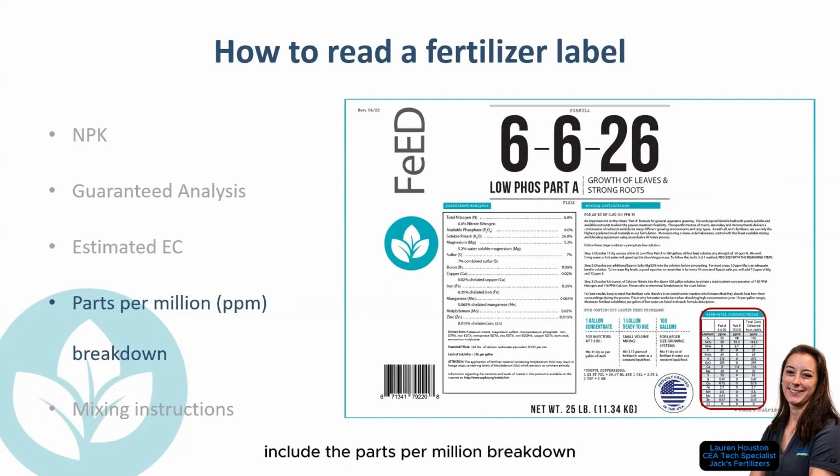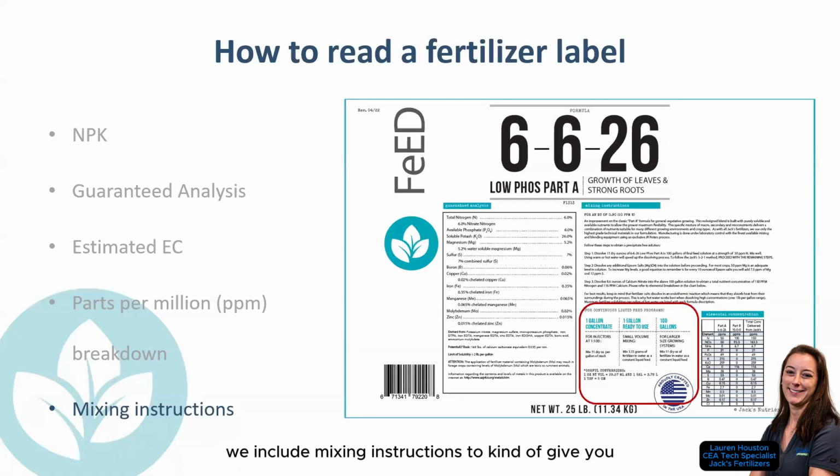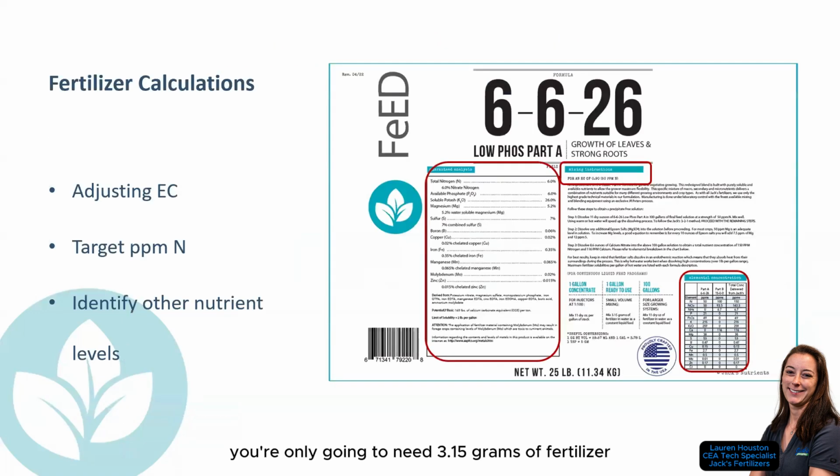And then we also include the parts per million breakdown, which helps you get a good idea of the other nutrients that are going to be supplied in a different way from the percentages that are listed on the guaranteed analysis. So for this particular formula, you would know that if you were mixing to supply that 50 parts per million nitrogen that we recommend, you would also be supplying this many parts per million of all the other nutrients. And then finally, we include mixing instructions to give you a good idea of how much fertilizer you're going to need to mix per gallon to hit those target nitrogen rates. So for our 6626, to make 1 gallon of ready-to-use solution at that 50 parts per million nitrogen that we recommend, you're only going to need 3.15 grams of fertilizer.